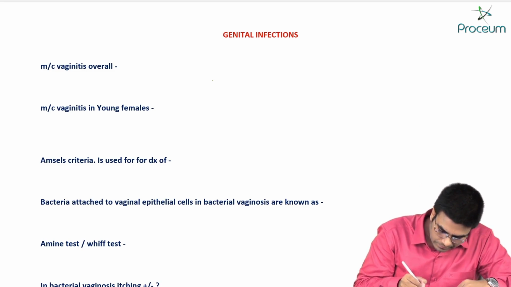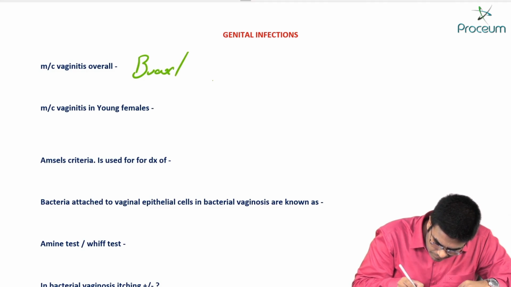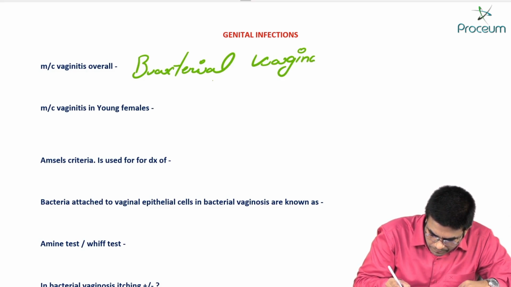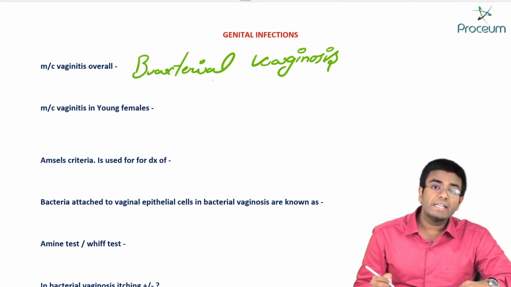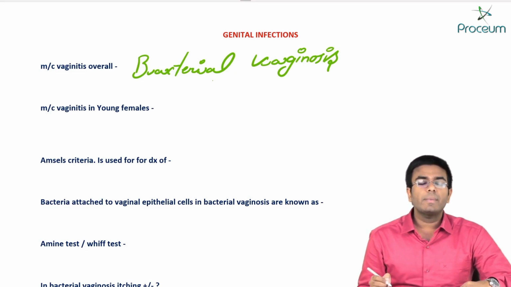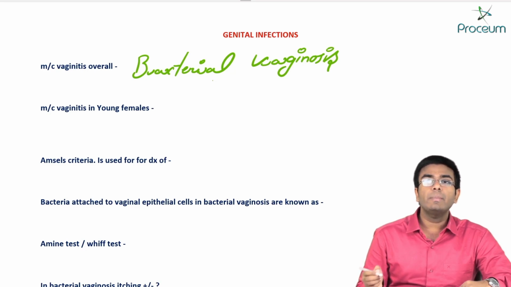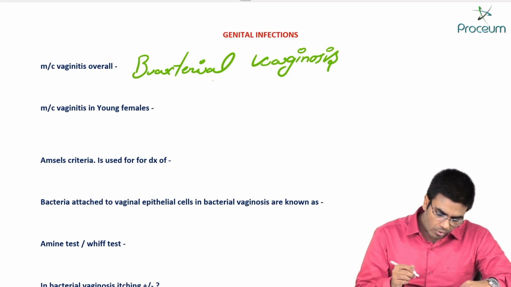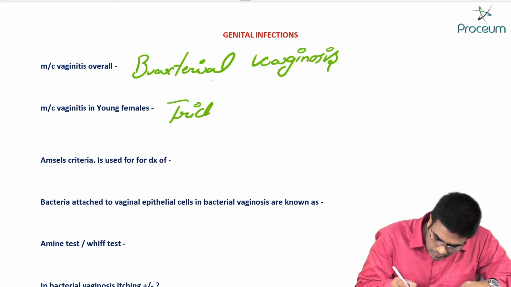That is bacterial vaginosis. Now, most common cause of vaginitis in young females. See, young females are sexually active, so they can have vaginitis, might be because of some organism which is spreading through sex. So most common vaginitis in young females is trichomonas vaginitis.